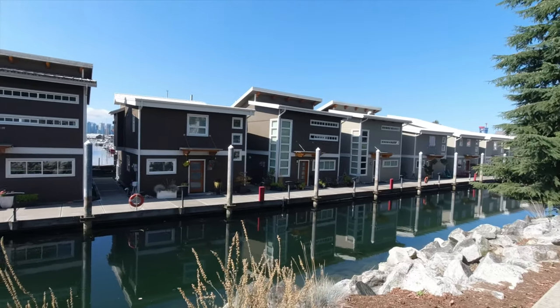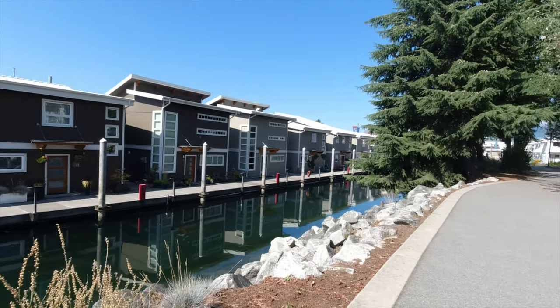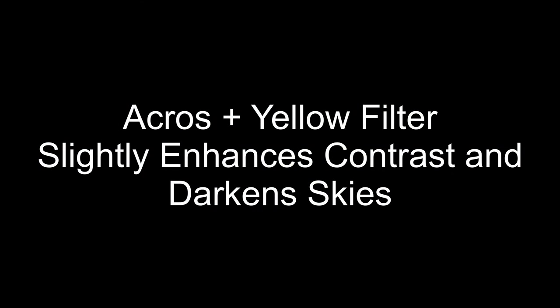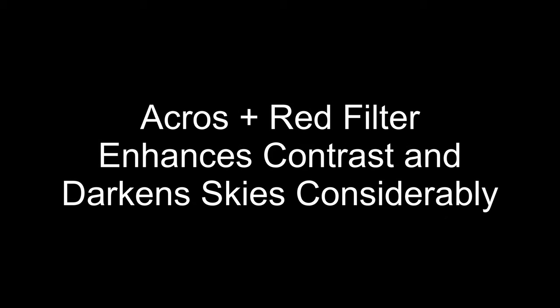So what I'll do is take a photograph in color, and then I will follow that up with a photograph in the yellow filter, the red filter, and then the green filter. And here I'm describing from the Fuji manual what the differences are between the three different filters.